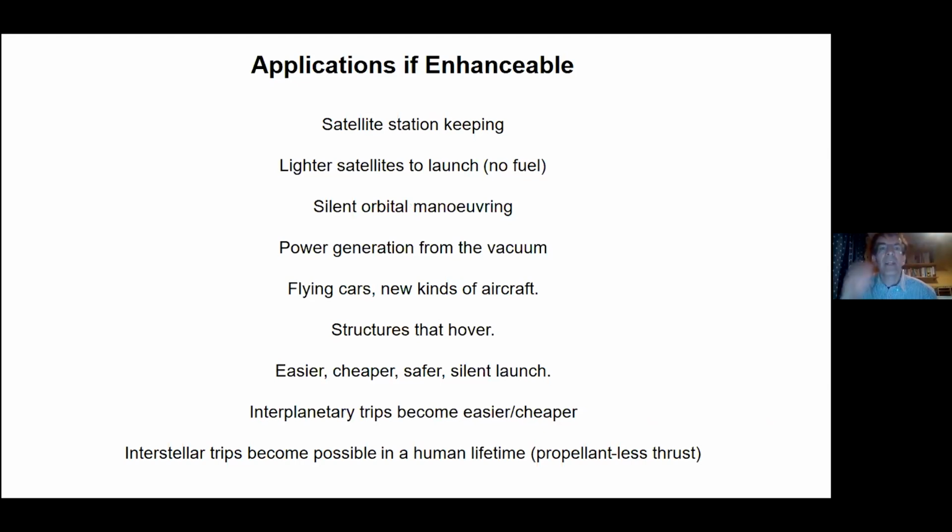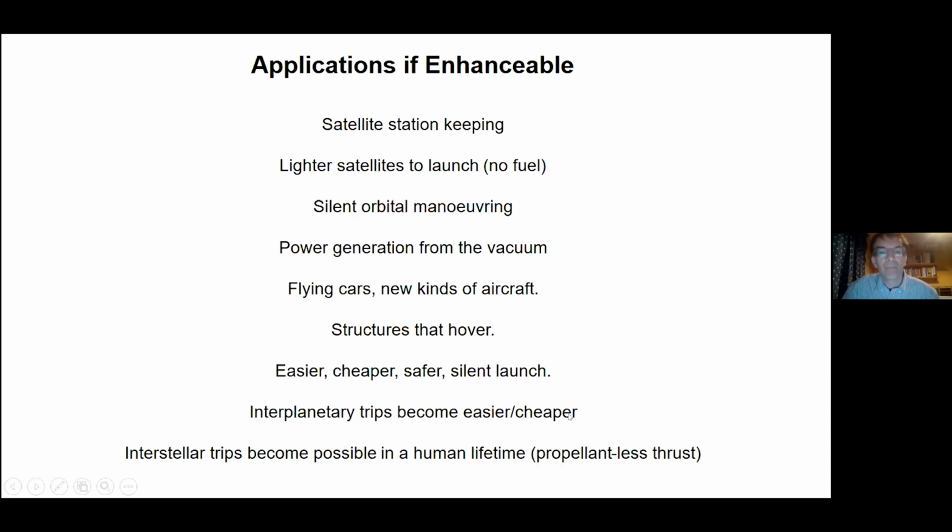Okay, so applications. The obvious first one is satellite station keeping, far more effective than ion drives. You'd also be able to launch lighter satellites. They won't have to carry fuel. Orbital maneuvering will be silent. I've also shown that you might be able to generate power from the vacuum as well using these nano cavities, but I haven't mentioned that in this talk. Obviously, flying cars, new kinds of aircraft, structures that hover. So if you can build these nano cavities, you'd be able to build materials that hover by themselves.